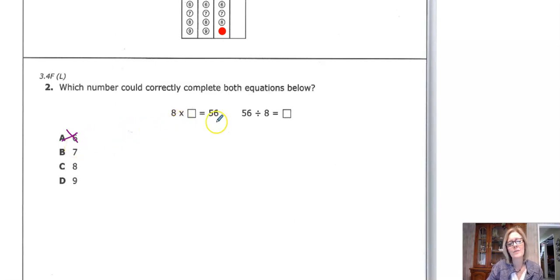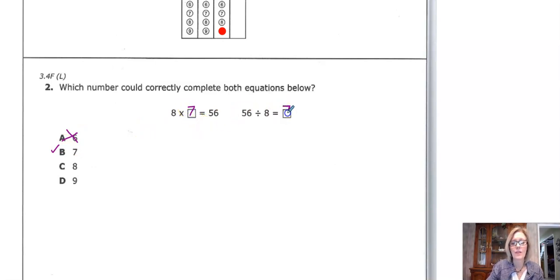But I know that 8 times 6 isn't 56. It's 48, all right? So if I come over here and I try the 7, 8 times 7 is 56. And so I think that's probably my answer, but I want to look at the others too. If I were to put in 8 in this place, 8 times 8 is 64, so that can't work. And then if I were to put a 9 here, 8 times 9 is 72. So that wouldn't work. So I think it's a 7. Okay, so let's go ahead and place a 7 there.